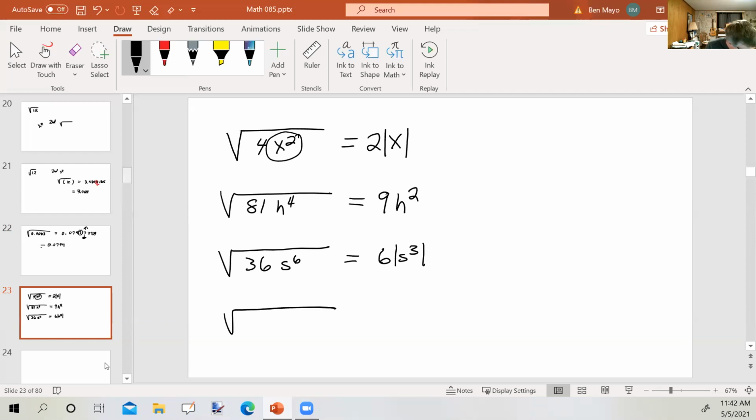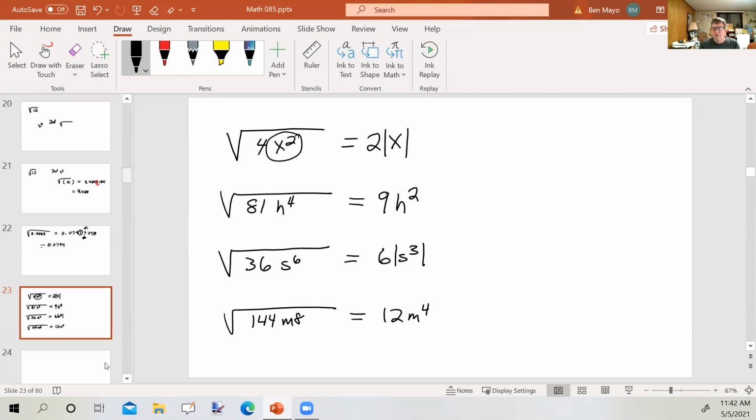And then finally, the square root of 144m to the 8th. The square root of 144 is 12. The square root of m to the 8th is m to the 4th power. If m is negative, m raised to the 4th power would be positive. So we don't need any absolute value bars there.